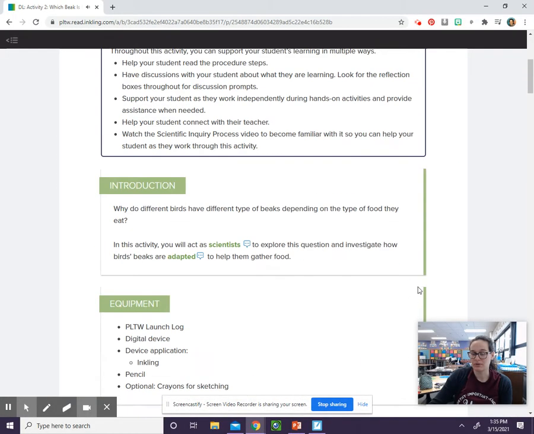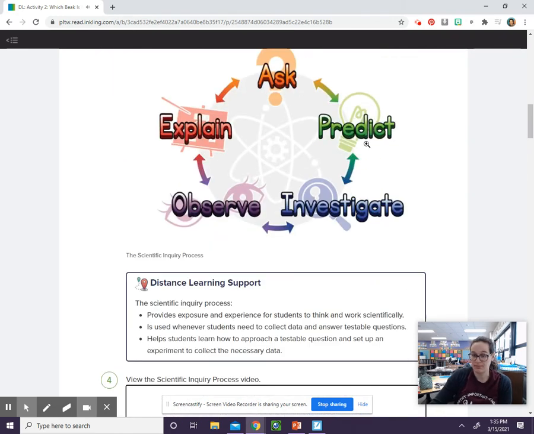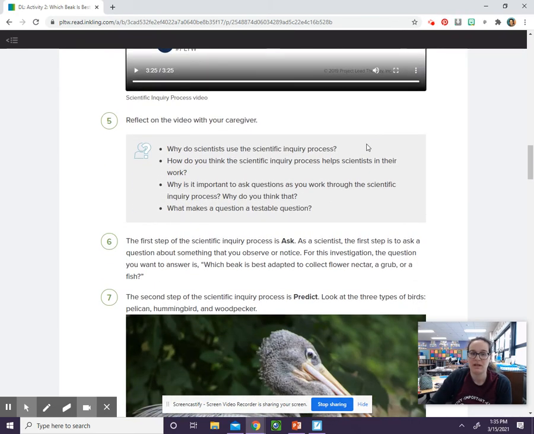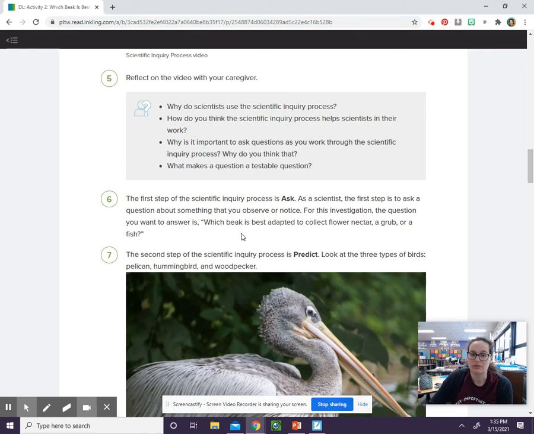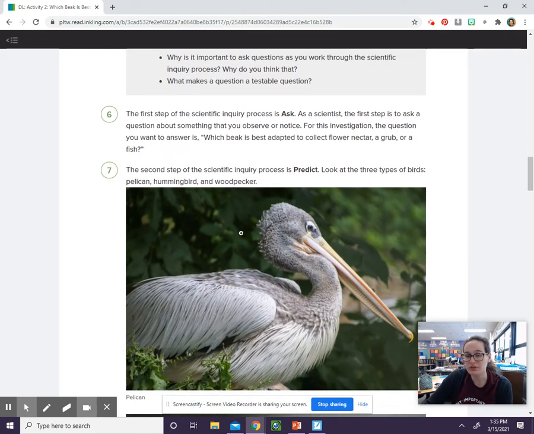Like I said, we are going to be using the ask and predict stages today. We are going to start by asking. And our ask is, which beak is best adapted to collect flower nectar, a grub, or a fish? Let's take a look at the different birds who might collect flower nectar, a grub, or a fish.